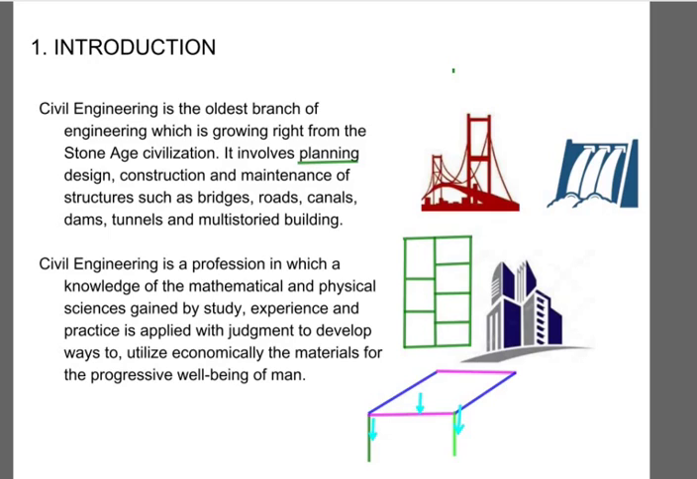For example, suppose this is the section of a column. This is the width, this might be the depth, and height is a different thing. You have to identify what should be the width, what should be the depth, and how much reinforcement should be there. These are part of the design element. I hope you understood this.